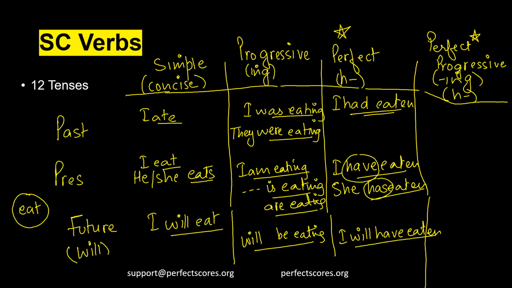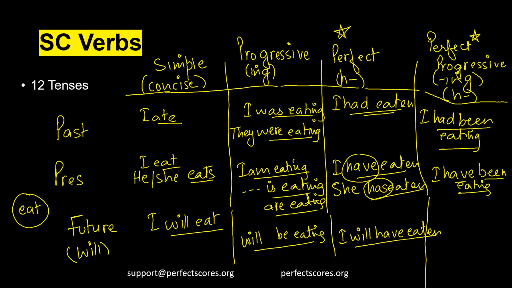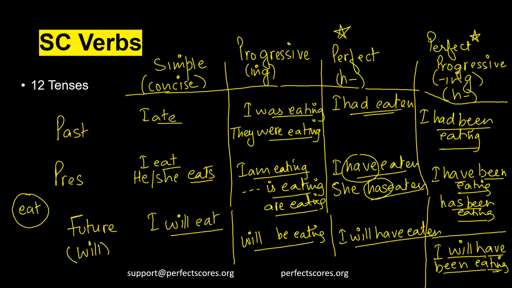And perfect progressive would be, I had been eating. So that's the longest one. She had been eating, they had been eating. For present, it's going to be, I have been eating. And she or he has been eating. And finally, for the future, the future will become a little complicated with a lot of words. I will have been eating. She will have been eating, they will have been eating. So as you can see, it doesn't flow quite easily. So this is something that is usually avoided, the perfect progressive tense.